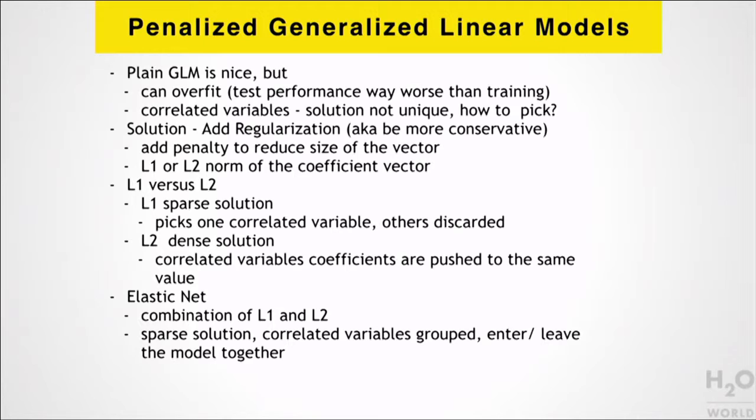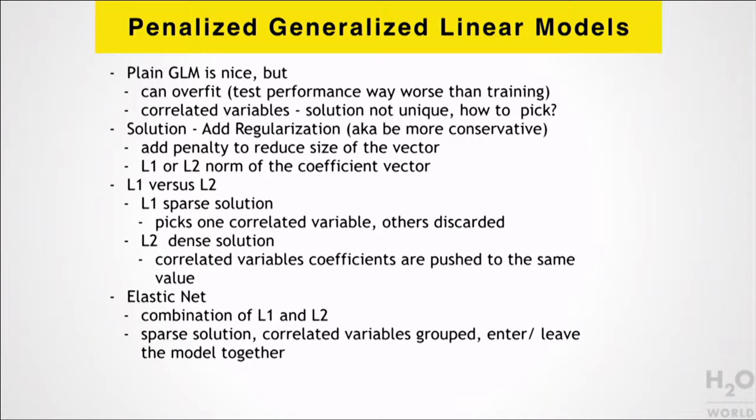Now, why would you penalize your GLM? As with any other machine learning tool, it can overfit, meaning you get really nice performance on the train set, but test performance is bad. And it has a problem with correlated variables. If your data set has correlated variables, which is quite common, the solution is no longer unique, and it's not quite clear how to spread the coefficients between correlated variables. So adding a regularization solves both of these problems.